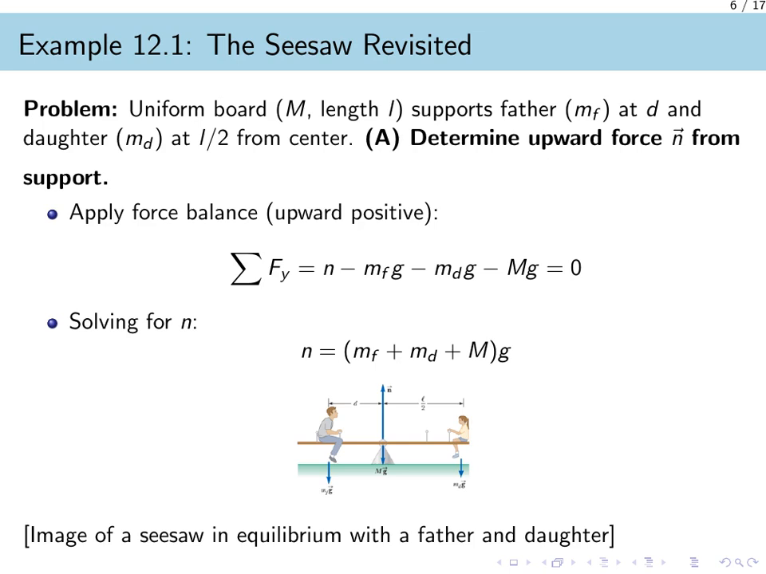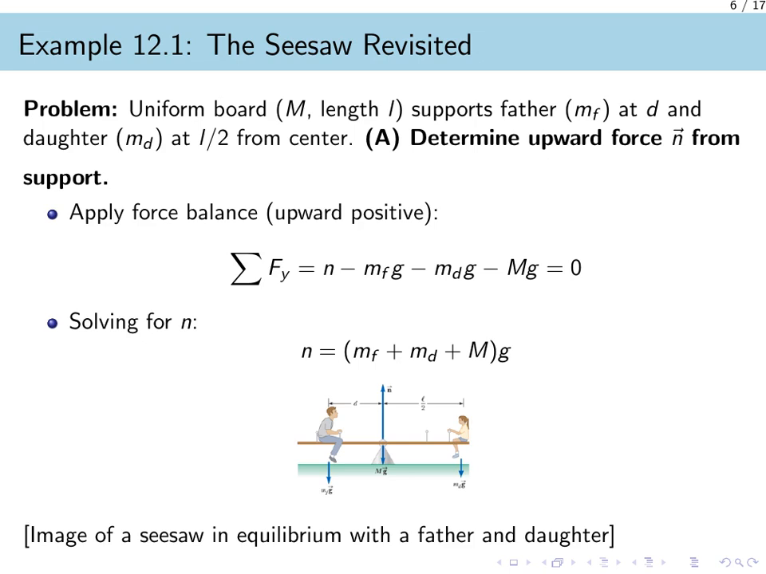Let us apply the first condition of static equilibrium to a classic physics problem: a balanced seesaw. Our goal in this first part is to find the upward force exerted by the support, which is also called the fulcrum. The problem states that the system is at rest, so the net force on the seesaw board must be zero. We can analyze the vertical forces to solve for the unknown support force, N.